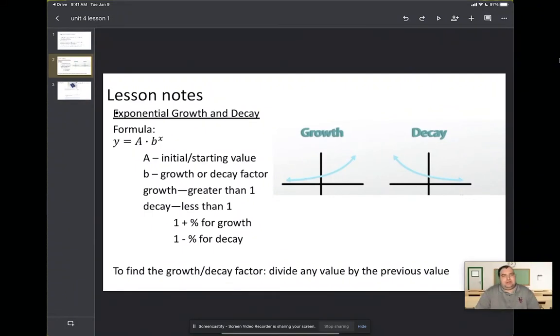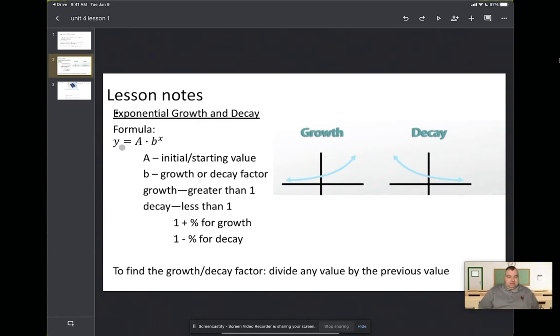We are going to start Unit 4 today. And really, the first half of this Unit 4 is about exponential growth and decay. This is something you've talked about in previous math courses before. We're going to go more in depth into exponential growth and decay. And right here on your screen are basically your lesson notes for the entire first half of this unit.